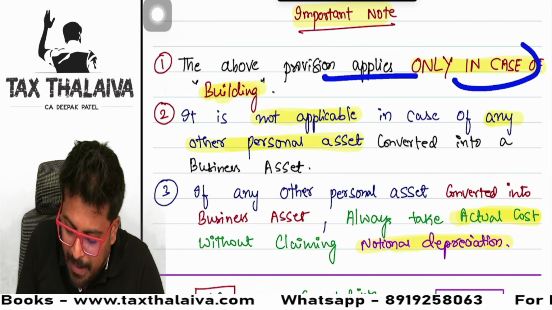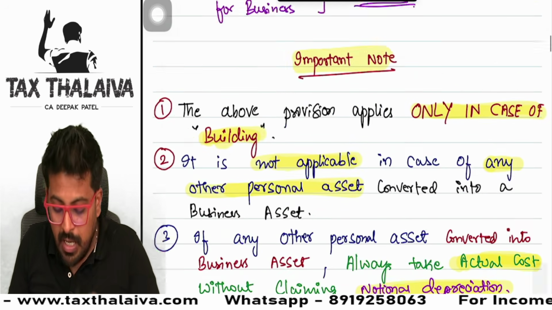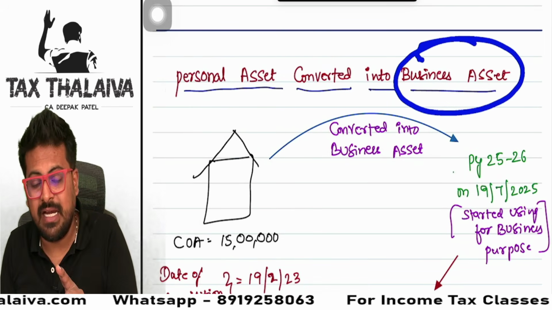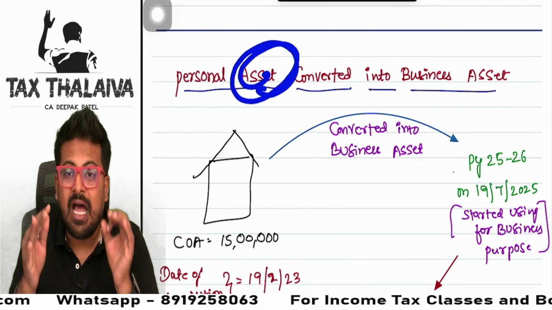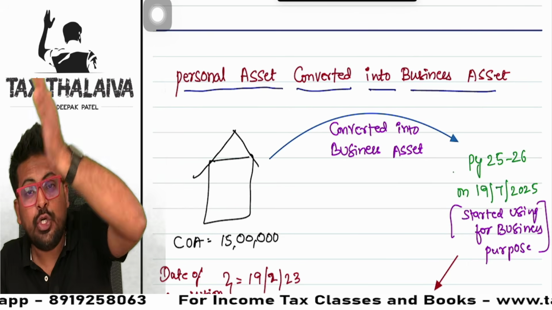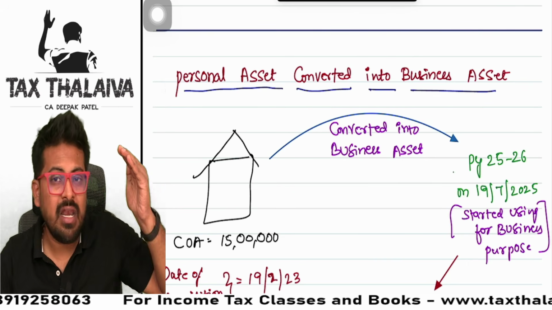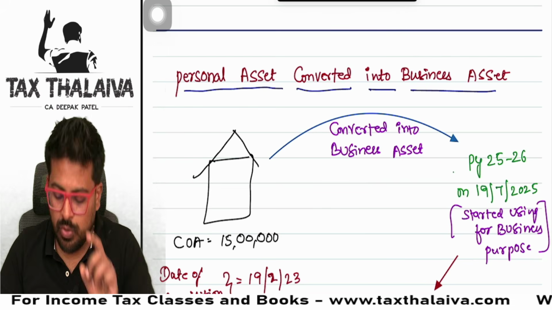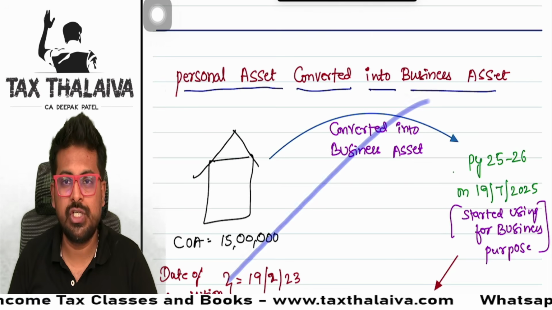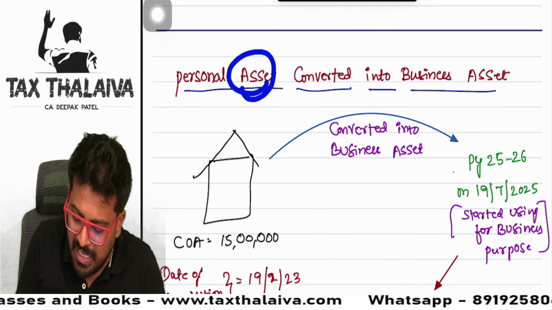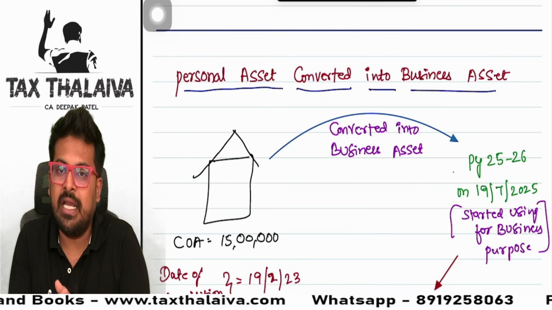The above provision only applies in case of a building, mind you. Here I am telling you about a personal asset converted into a business asset. When I say this asset, it means only a building. If you convert your personal car into a business asset, you will not use this kind of provision. This provision is applicable only in case of a personal asset being converted into a business asset, where the asset is a building.